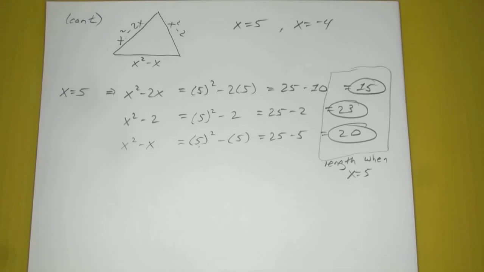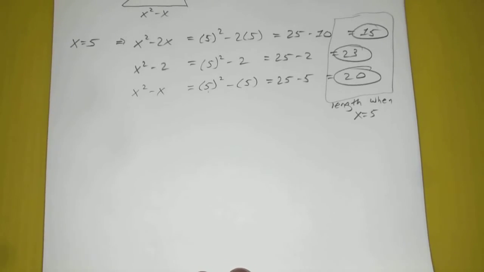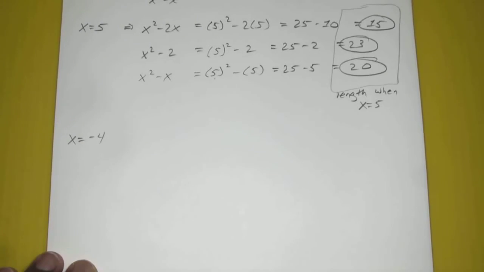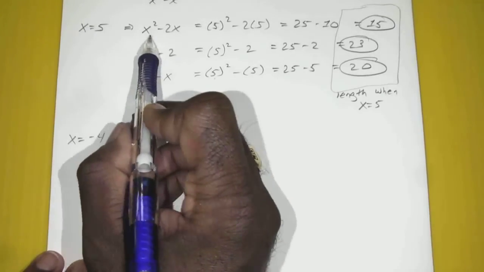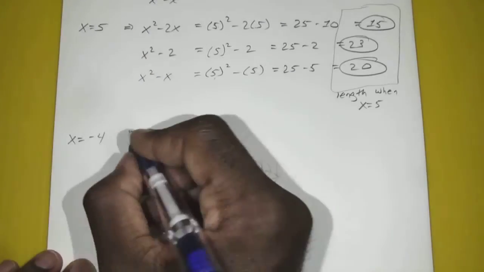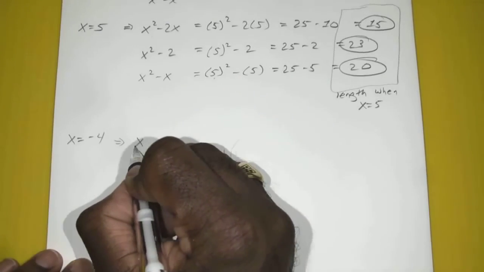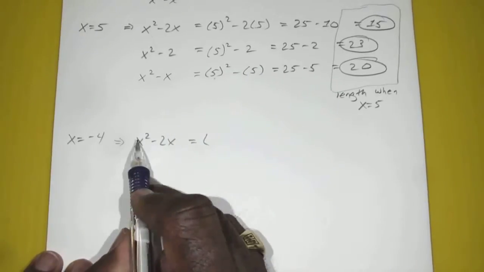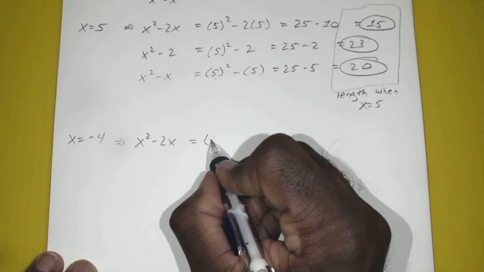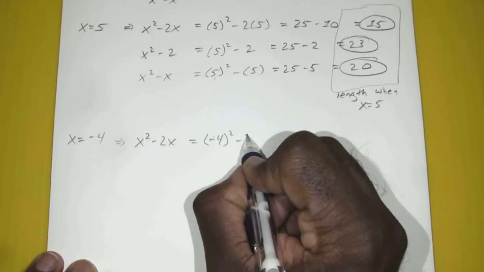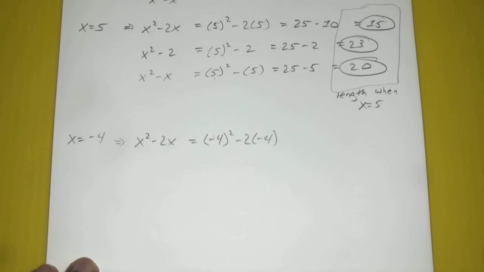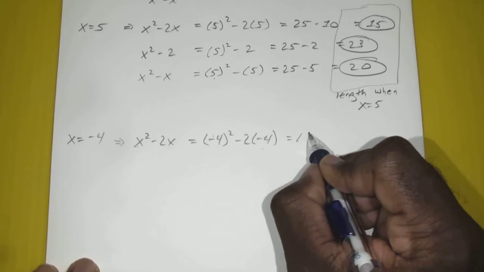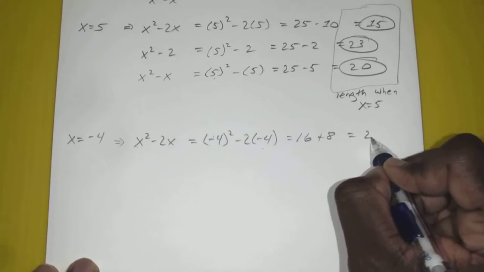Now we plug in -4, we'll get 3 different lengths. But both of them would actually be true. Okay, so when x is equal to -4, again, we started with x squared minus 2x. That becomes negative 4 squared minus 2 times negative 4. So you end up with 16 plus 8, which is 24.